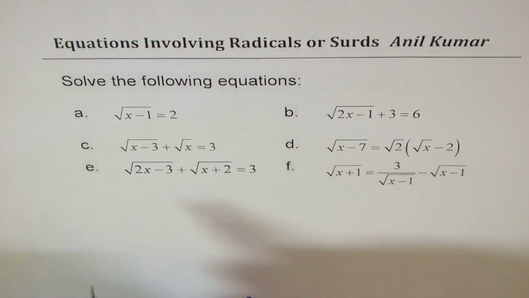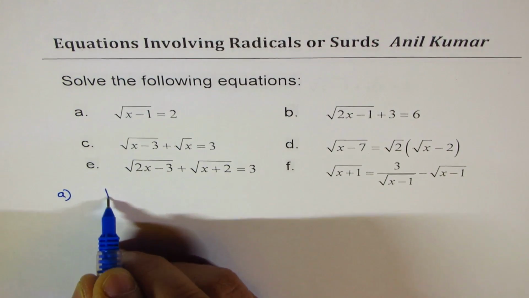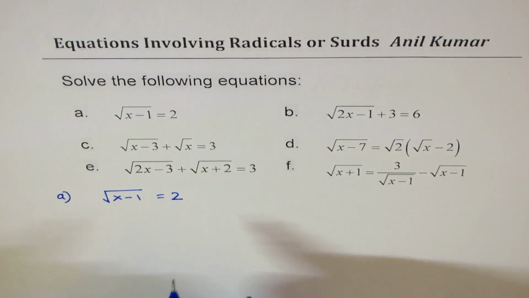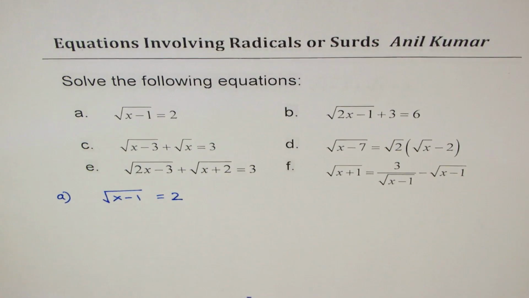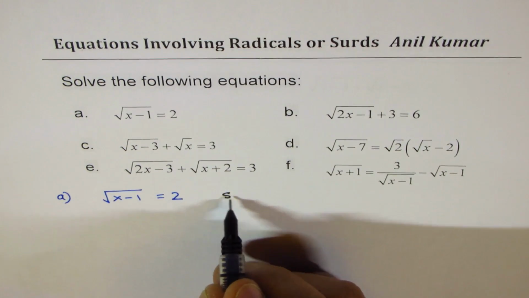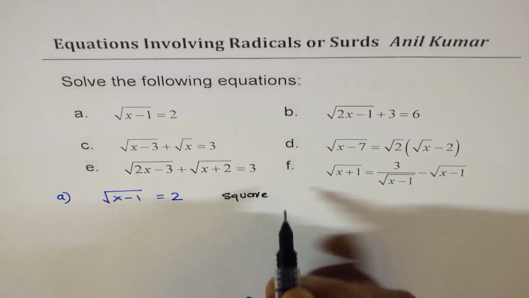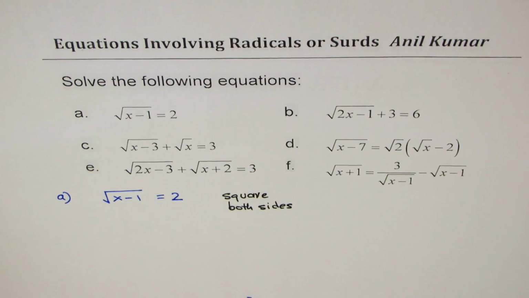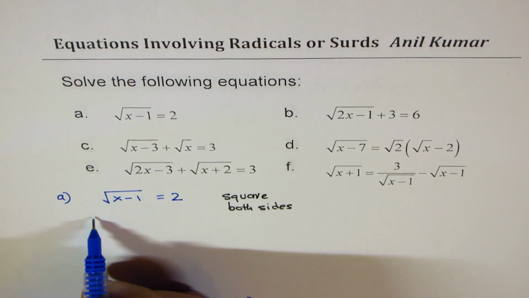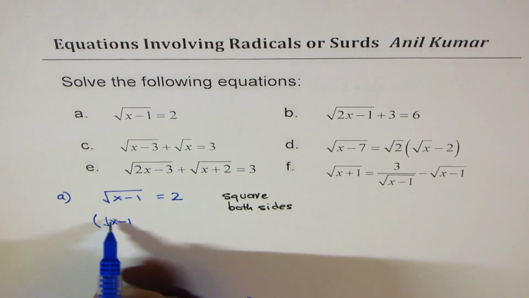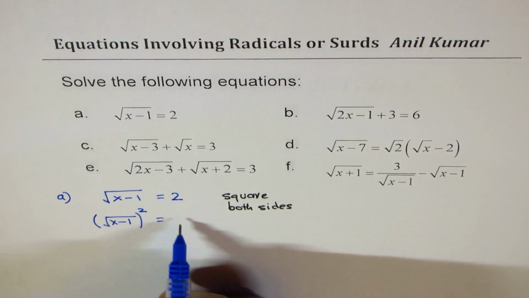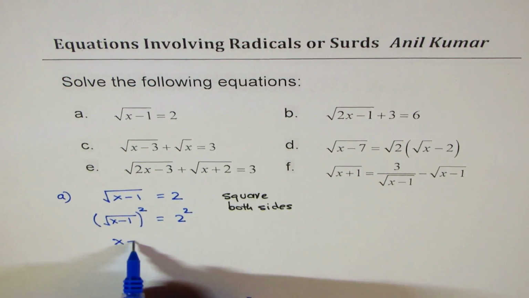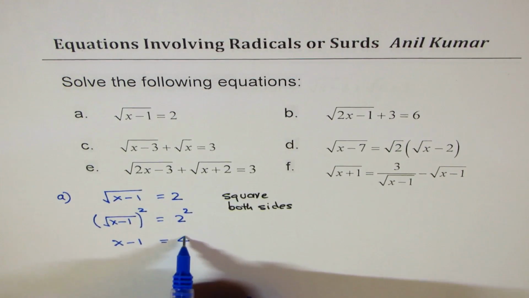So let's begin with the very first example, A, which is square root of x minus 1 equals 2. The first step here is to square both sides. If I square both sides, let me write it down: squaring this side and also the right side. The square of a square root gives you x minus 1, and here you get 4.